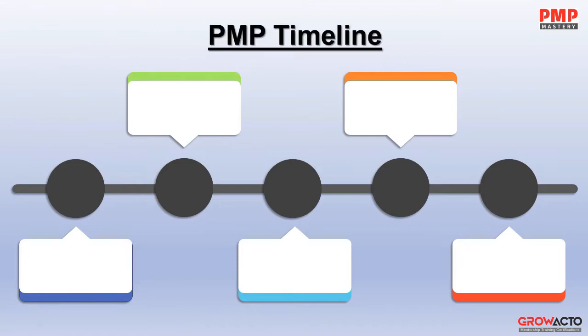So the very first thing, let's see the timeline of the entire PMP process. You'll be getting 90 days to complete your PMP application. In case you fail to submit your PMP application within 90 days, you need to reapply. After submission of your PMP application guys, PMI will take 4 to 5 working days to review your application and then they will give you a response.